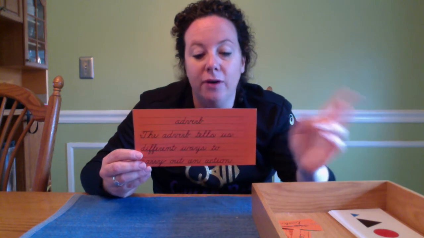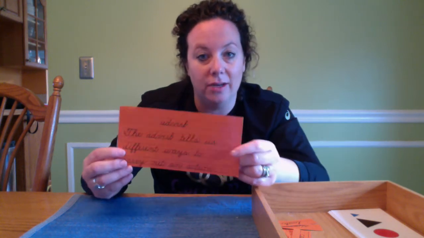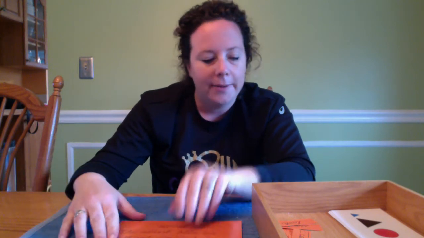I know that for you, this is going to show backwards on your screen. So bear with me. Remember, an adverb tells us different ways to carry out an action. So right now, I am trying to speak clearly. My action is speaking, and I want to speak clearly so you can hear and understand me.